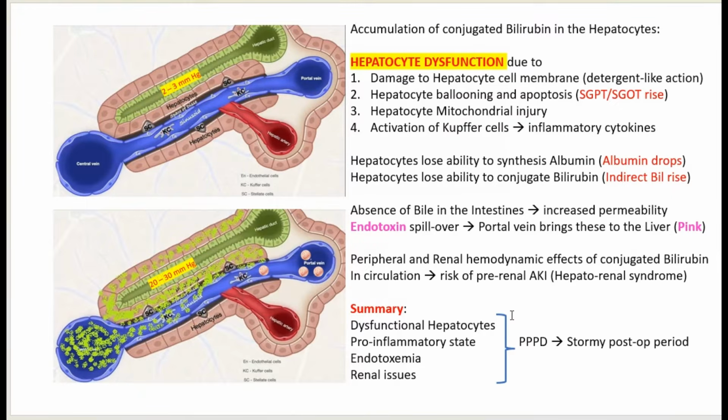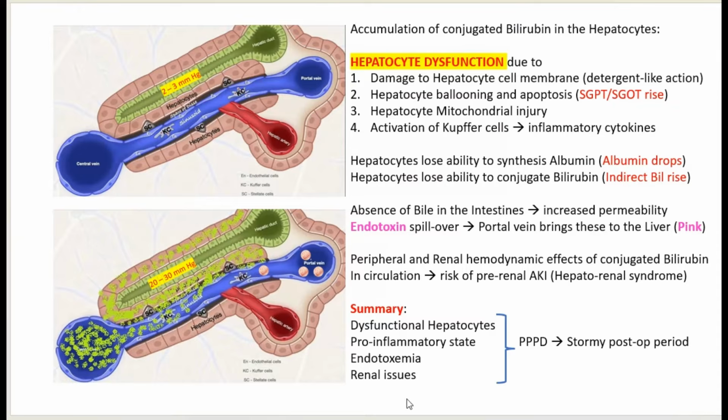So, in summary, because of the obstruction, because of the back pressure, conjugated bilirubin accumulates in the hepatocytes, eventually spilling into the blood, causing the jaundice that we know. But this accumulation of bilirubin in the hepatocytes causes hepatocyte dysfunction, hepatocytes losing their synthetic ability, their detoxifying or conjugating ability, along with a pro-inflammatory state, endotoxemia because of endotoxin spillover from the gut, and renal issues.